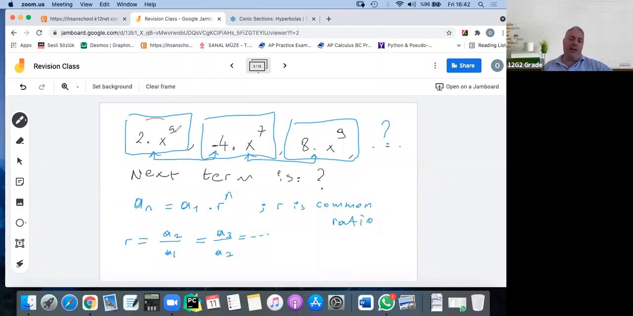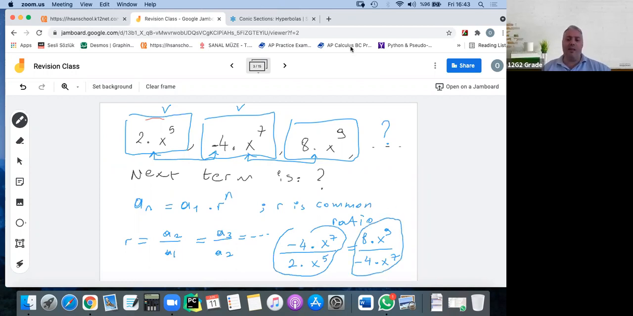So when I look at here, this is a1, this is a2. When I divide them, first of all, a2: -4 times x to the power of 7 divided by 2 times x to the power of 5. Even though I may continue, this is enough, but we may continue to be sure. So 8 times x to the power of 9 divided by -4 times x to the power of 7. This ratio and this ratio must be the same. Let's check it. How can I do this? -4 divided by 2, -2.